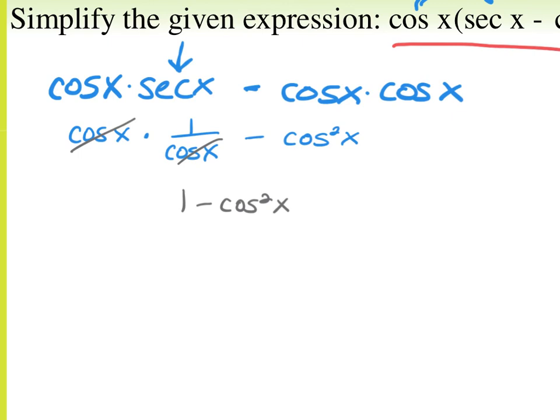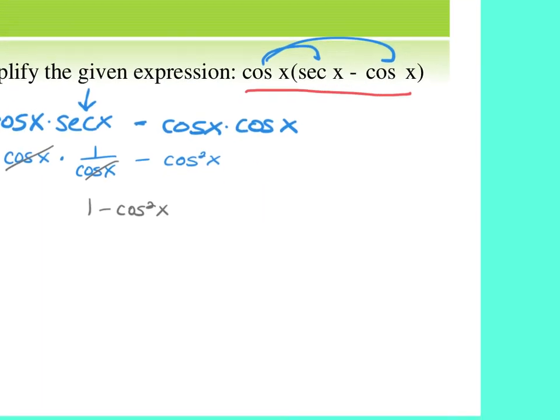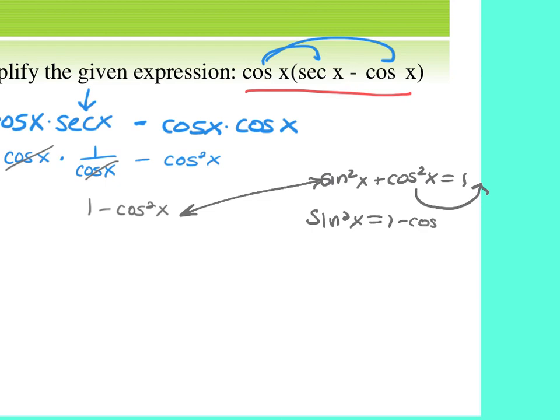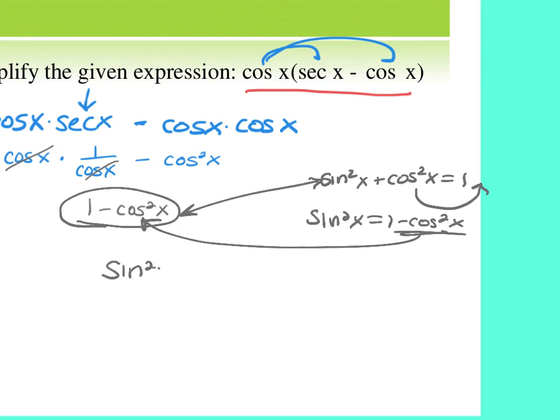Can I simplify that? As soon as you see the ones and the squareds, go back to your Pythagorean identities. There's a Pythagorean identity that says sine squared x plus cosine squared x equals 1. It's not the same, but if I move the cosine squared over with the 1, now this matches that, so this whole thing gets replaced with sine squared of x.